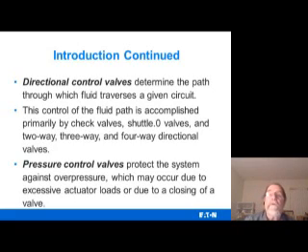Directional control valves determine the path through which fluid traverses a given circuit. The control of the fluid path is accomplished primarily by check valves, shuttle valves, and 2-way, 3-way, and 4-way directional valves. Pressure control valves protect the system against overpressure, which may occur due to excessive actuator load or the closing of a valve.